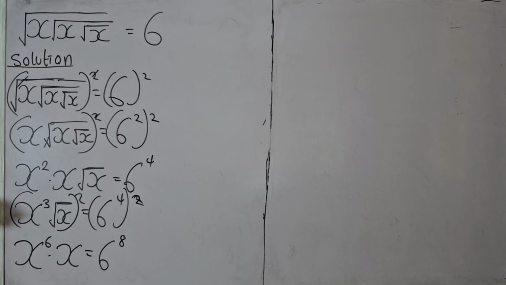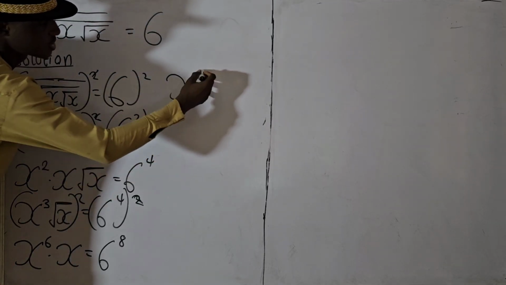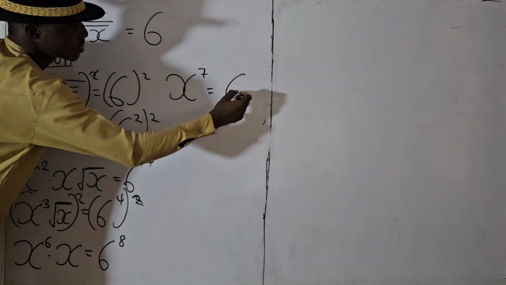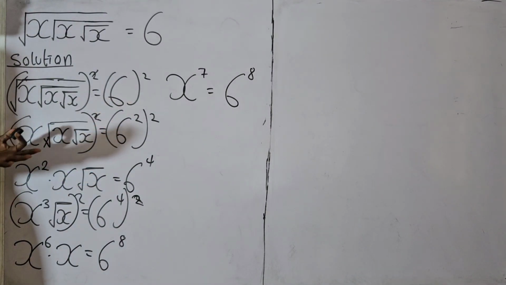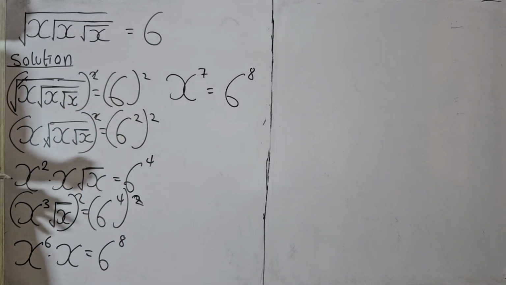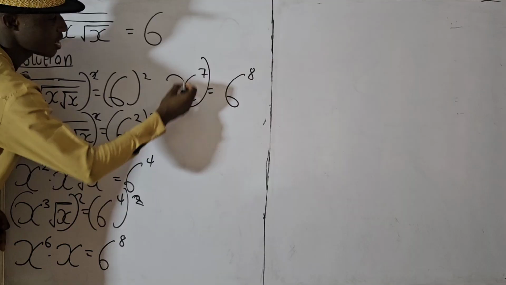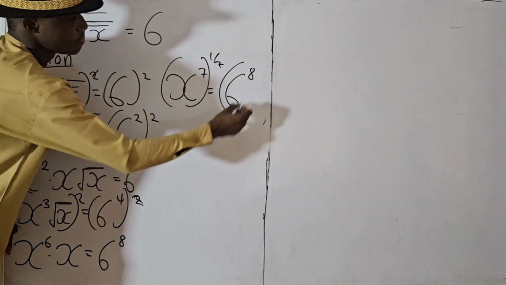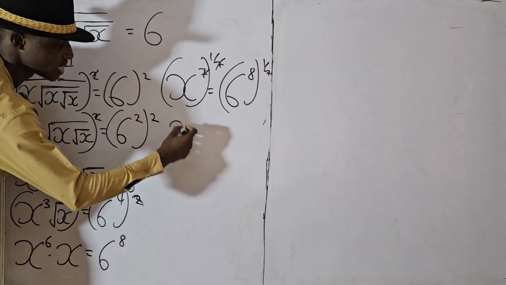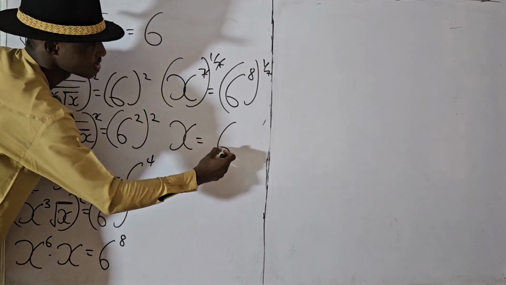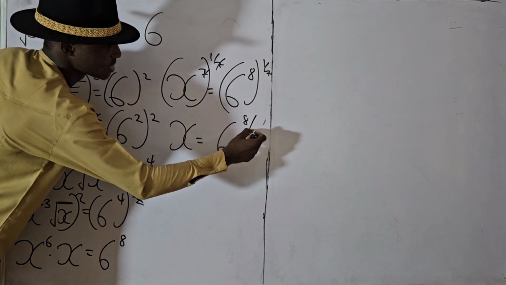Are you following? When you get to this point, x raised to the power of 6 times x, what will it give you? That is x raised to the power of 7. So we're going to have x raised to the power of 7 equals 6 raised to the power of 8. Since our goal is to find the value of x, we have to take the 7th root of both sides. So I'm going to multiply this by 1 over 7 and this by 1 over 7, right? So this will eliminate this. We're left with x equals 6 raised to the power of 8 over 7.